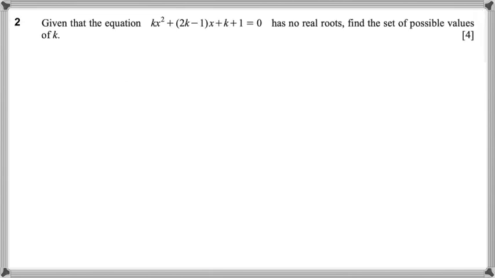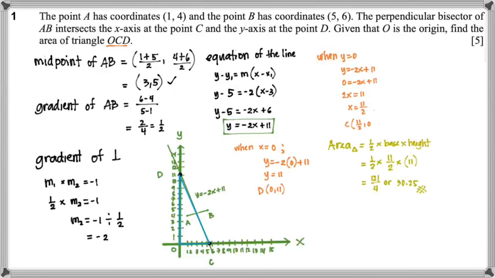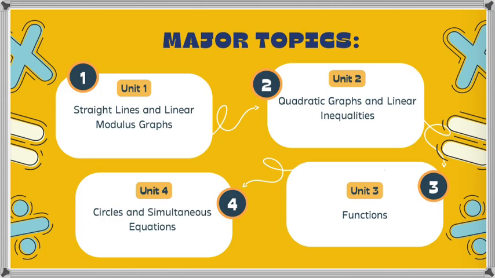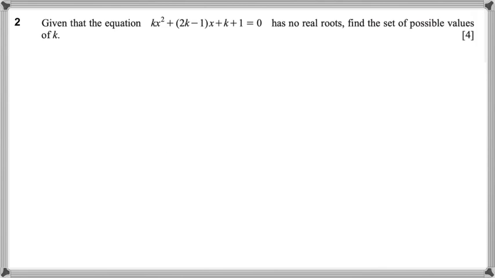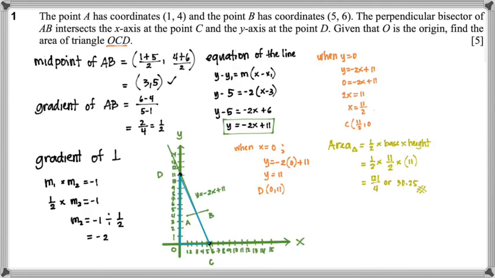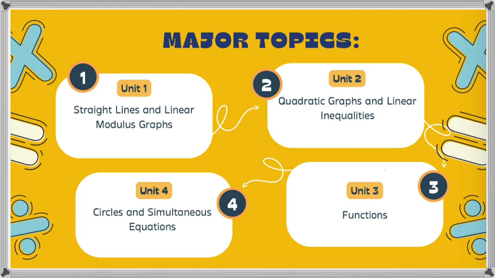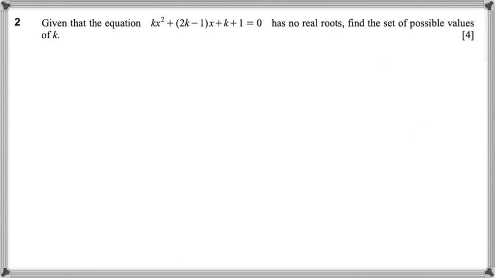Question 2. Alright, so in this case, we'll be applying our lesson. It seems like question 1 is more on Unit 1, and question 2 is more on Unit 2 and 3 and 4. So given that the equation kx squared plus (2k minus 1)x plus k plus 1 is equal to 0 has no real roots, find the set of possible values of k.